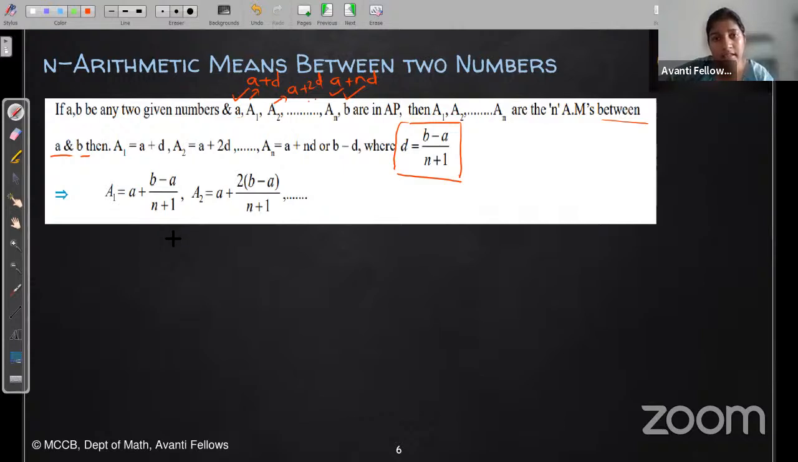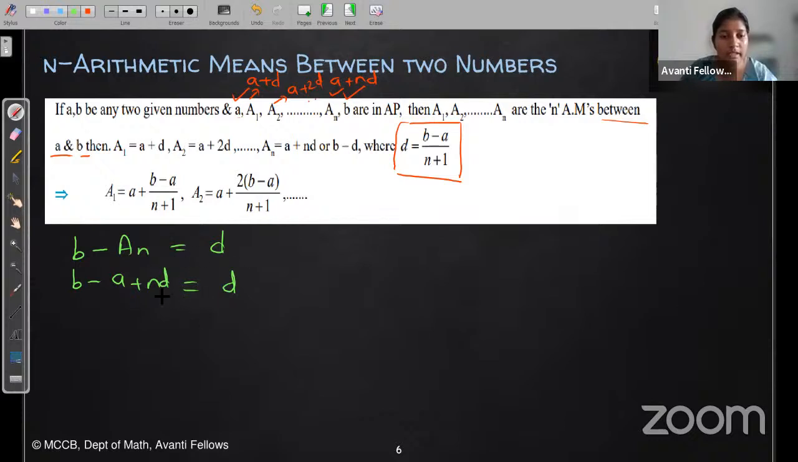Well, what is D? D is nothing but a common difference, the difference between any 2 consecutive terms. Now I'm considering the last term B and the AN. So the difference B minus AN will be D, correct? Fine. So B minus, what is AN? We know AN is equal to A plus ND, correct? That is equal to D.